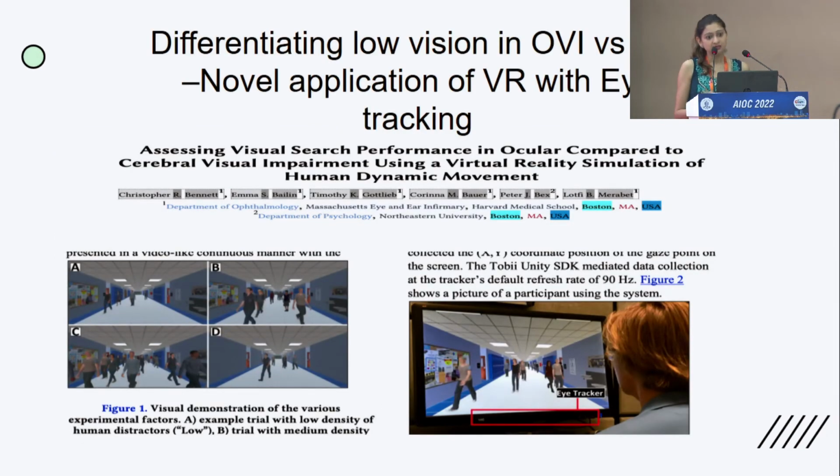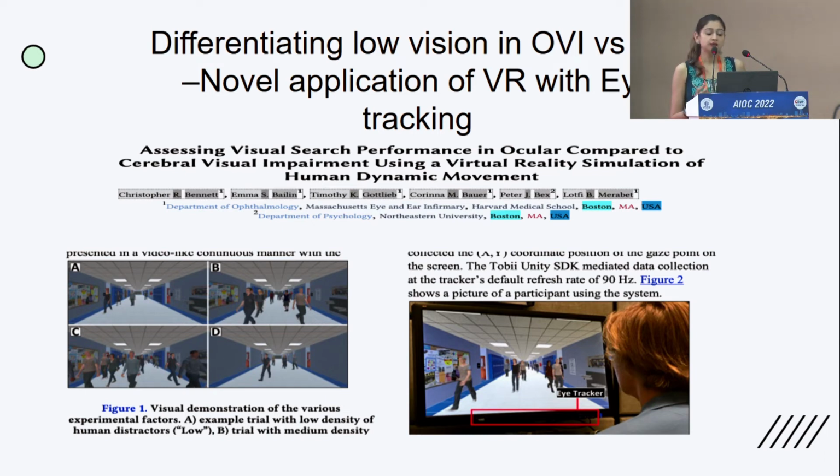Now what is the latest being done? Today, virtual reality has really helped us to identify a lot of disorders and also to diagnose these conditions. So there has been a very interesting study in which they have taken the help of virtual reality along with the eye tracking system to assess and also to differentiate the children with CVI from OVI.